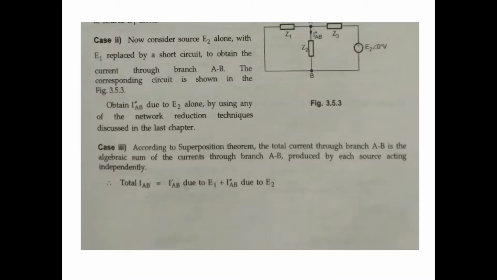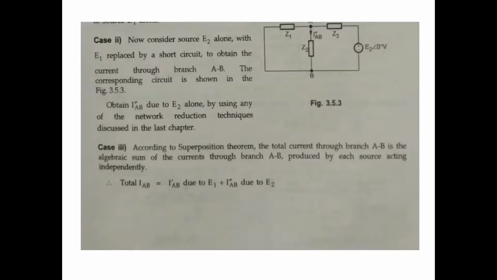In the second case, E2 acts alone with E1 replaced by a short circuit. The remaining impedances are the same. The current in branch AB is I double dash AB. With E1 short circuited, we obtain the current through AB due to E2 alone using any network reduction technique.